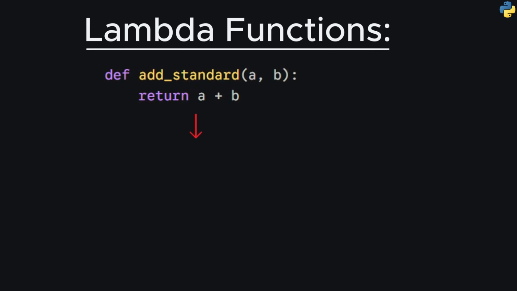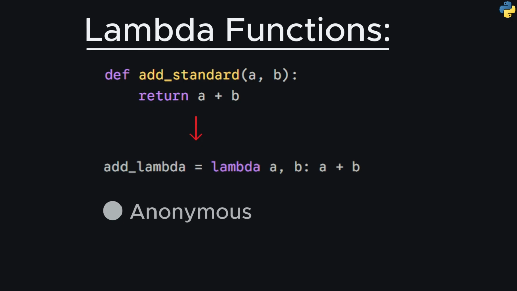Let's kick things off with Lambda functions. At its core, a Lambda is simply a small, anonymous function. Think of it as a function without a name, defined in a single, concise expression. It's perfect for quick, throwaway functions you'll use only once.